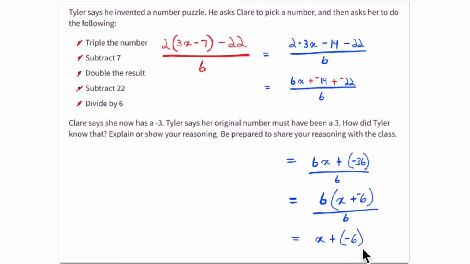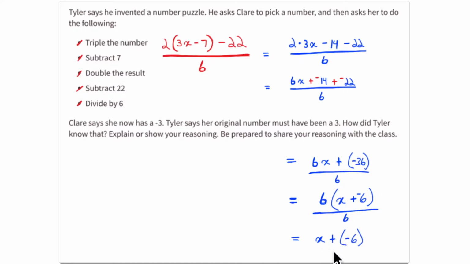X plus -6. Let me just go back to here for a second. Remember, when you add fractions, you add fractions with like denominators. So you could split this out to be 6x divided by 6 plus a -36 divided by 6. And then work with each one of those individually, and you're going to get x plus a -6.